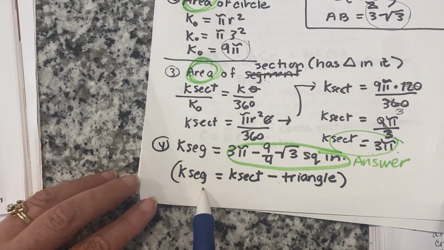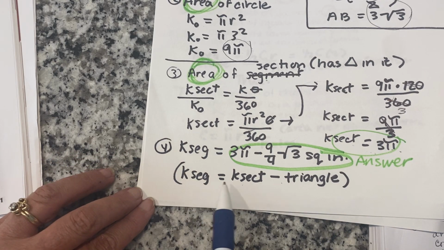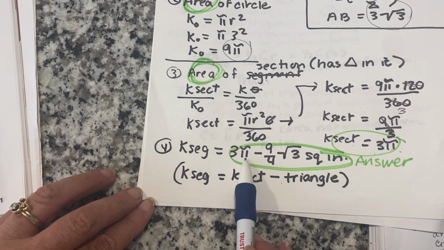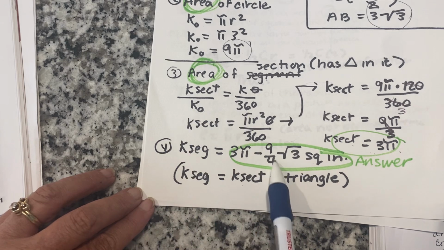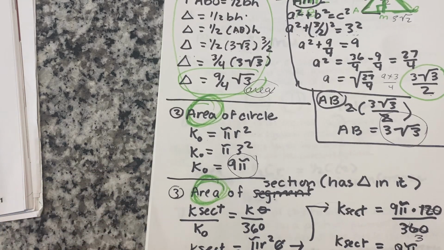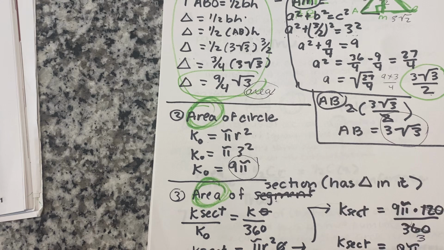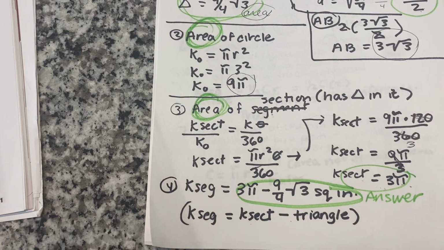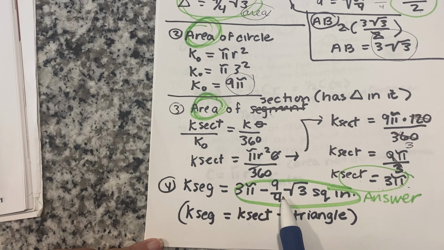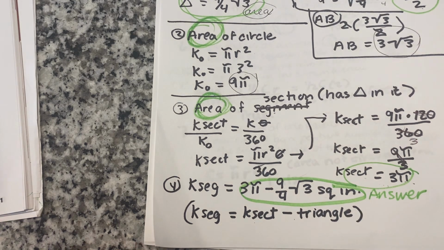So the segment equals that section minus the triangle. The section is 3 pi minus this triangle, which we got up here as our answer. Remember, 9/4 times the square root of 3. So our answer is going to be, and you could put in pi if you want to, but they said not to, 3 pi minus 9/4 times the square root of 3, and that's going to be our answer.